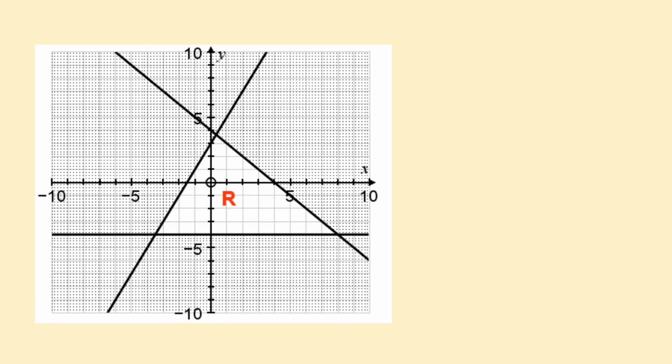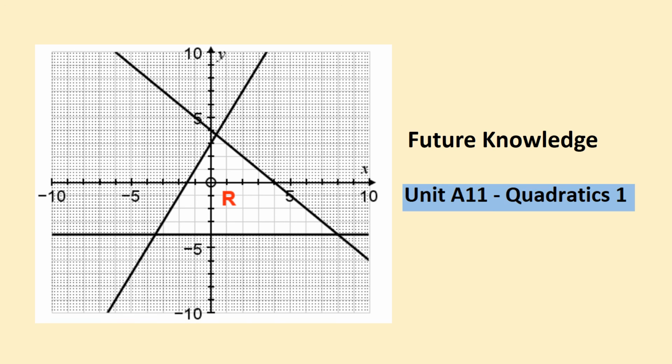So that's your 10 objectives. As I say, really important topic. Okay, and for future knowledge, Unit A11 on quadratics 1 will start looking at quadratic graphs, and Unit A12 quadratics 2 is where we start looking at those simultaneous equations where one of your equations is a quadratic. So again, a lot of those topics are higher only, but we'll come to those units shortly.